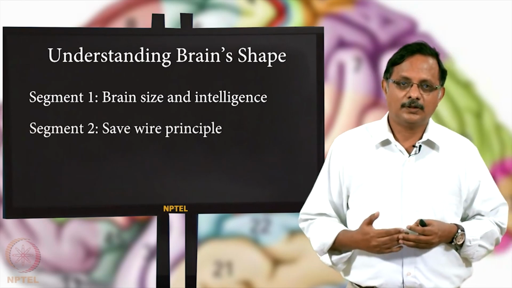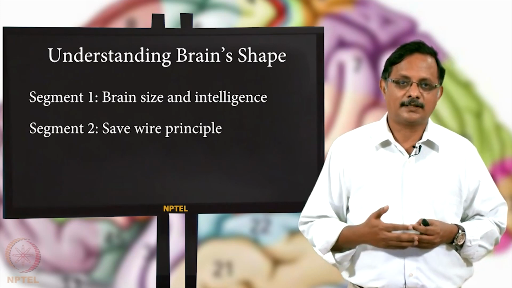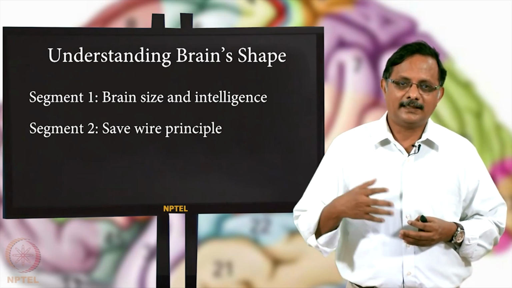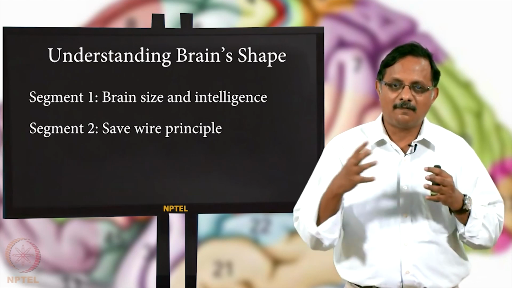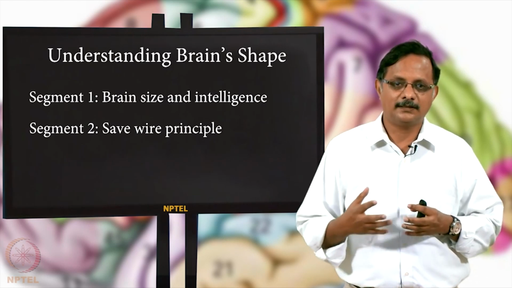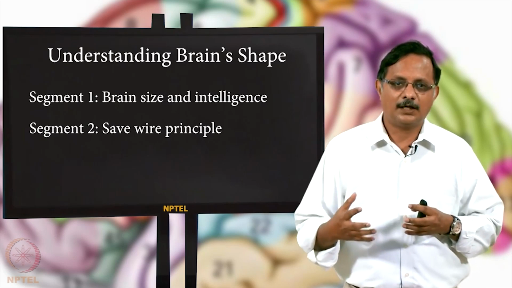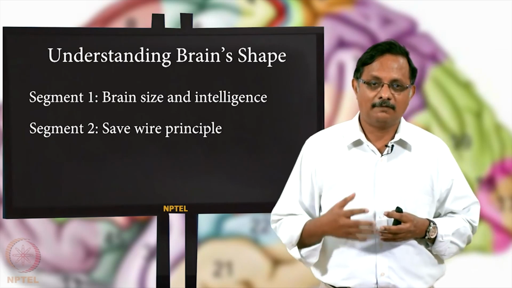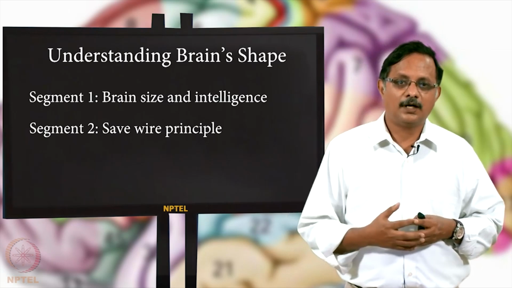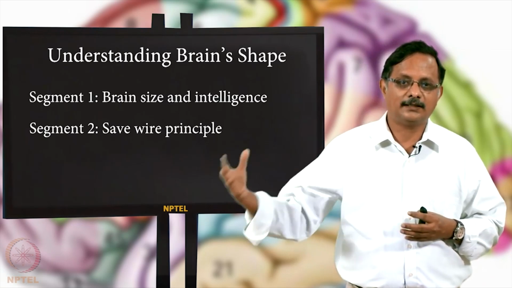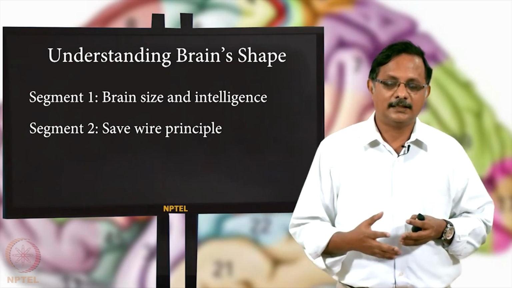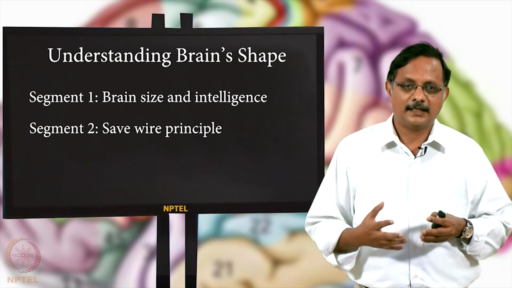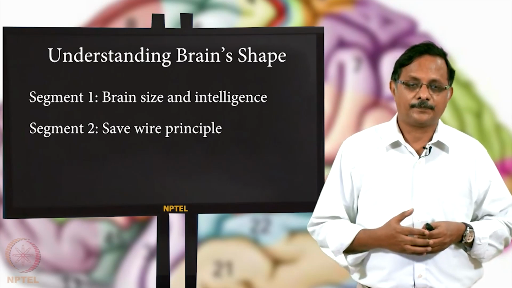In segment 2 we will invoke a principle called the save wire principle. The brain takes a lot of pains to make sure that the total wire in the brain is minimum. There is a strong evolutionary pressure to minimize the wire length in the brain, and we will also try to argue how it is related to a similar thing that we do in engineering. Engineers, especially electrical engineers who design circuits, also very often try to minimize the total wire length.